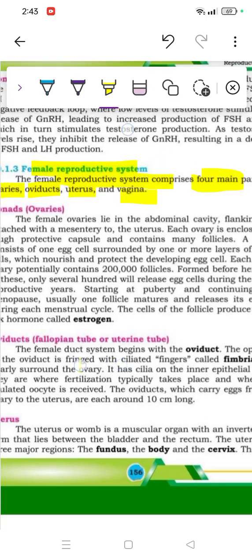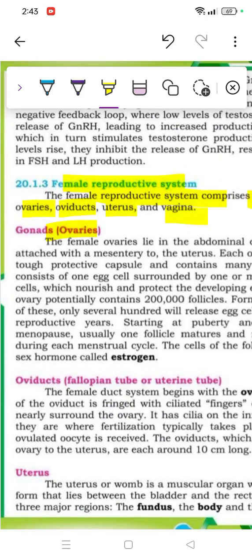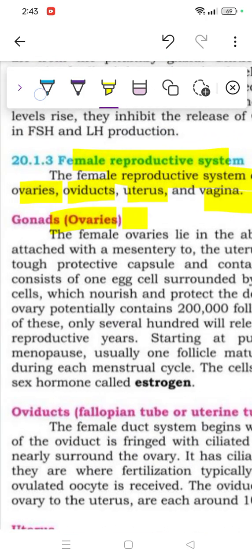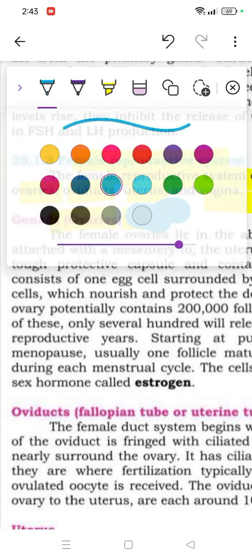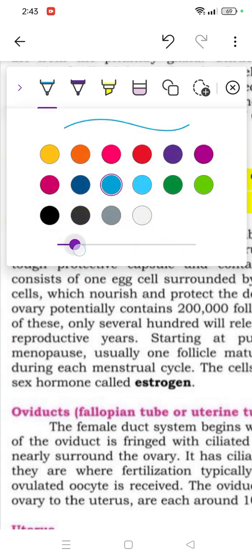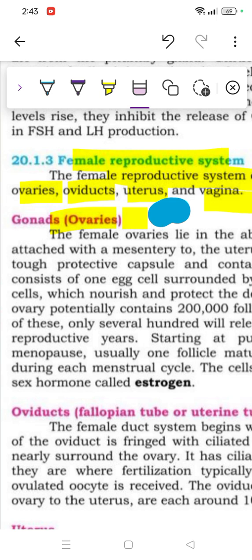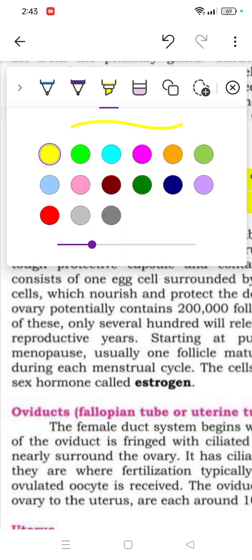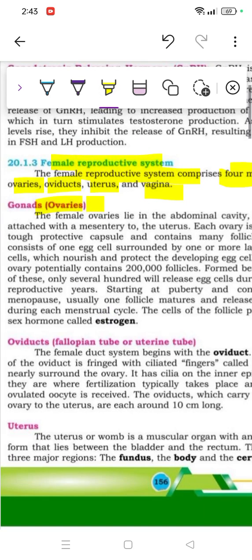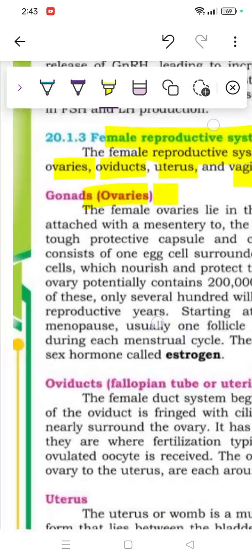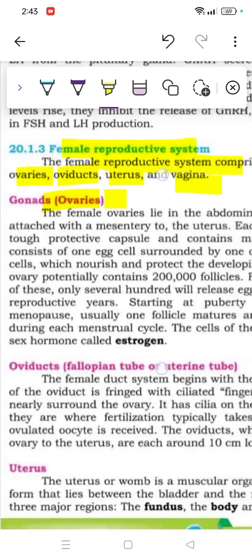Then comes our first part, which is the ovaries. Ovaries are present in 2 in number, in pair form, so they are also called gonads. So I'm sure it's clear to you. Then comes our theory and detail about this. We are also done with the separate structure of the ovary. You can watch that as well.